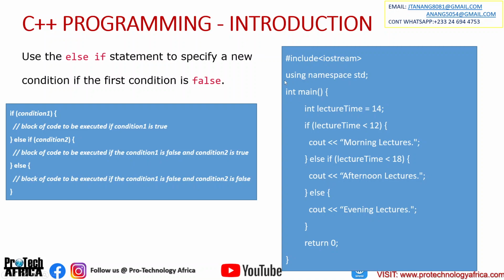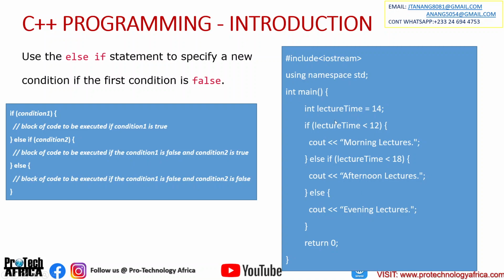Let's take an example over here. We have #include <iostream>, using namespace std. We have int main, and then int lectureTime is equal to 14. And then we've started our if statement. If lectureTime is less than 12, cout "Morning lectures". Else if lectureTime is less than 18, cout "Afternoon lectures". Else, cout "Evening lectures".